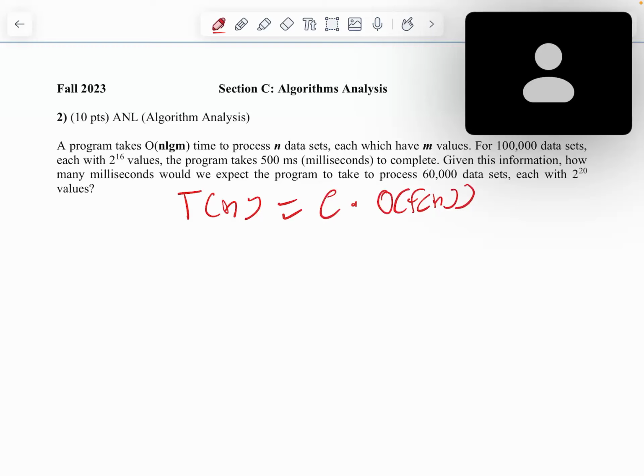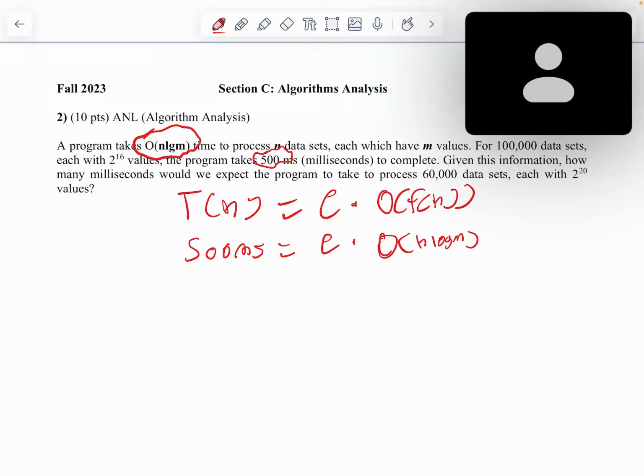F of n is going to be given as well. So our F of n here is n log m. That's one of the values they give us. N is the data sets, m is our values. And so that's one of the things we plug in. And another thing we plug in is the runtime that they give us, which is 500 milliseconds. So we plug in 500 milliseconds is equal to C, which is what we're going to solve for, times big O of n log n.